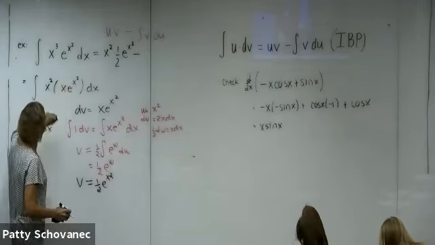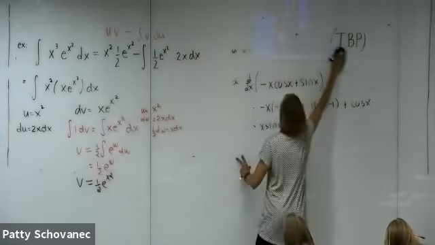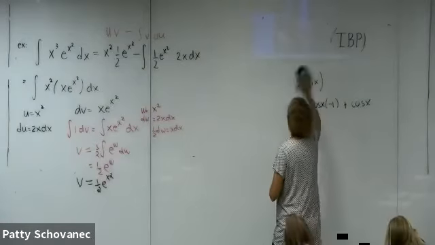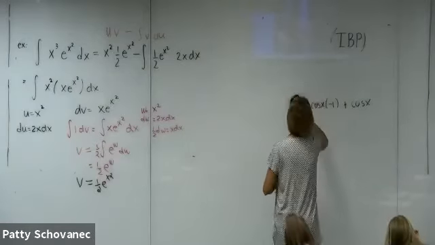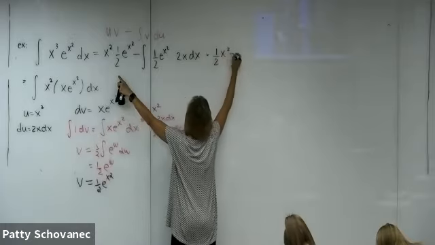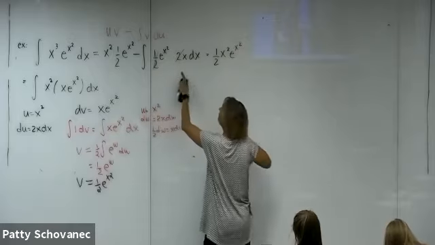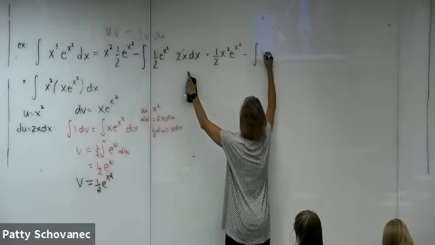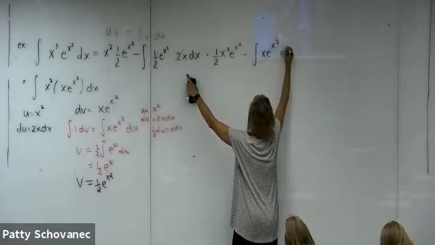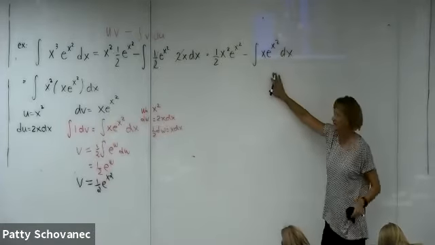Now I set up the integral of v times du. So here's my integral. V was 1/2 e to the x squared. Du is 2x dx. I'm going to simplify that in the next line. Let me rewrite that as 1/2 x squared e to the x squared. I'm going to multiply that 2 with that 1/2 and then minus the integral of x e to the x squared dx. And now I can do that integral because I just did it a second ago.